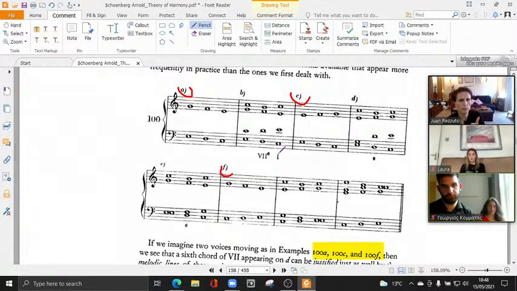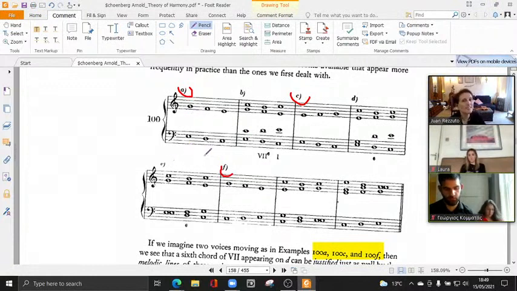In the first you have two voices in similar motion, but sorry, in parallel motion. E and G, D and F, these parallel thirds. Example C, what do you have? Contrary motion, outward. Example F, what do you have? Contrary motion as well, inward. Now, why is this important with the 7th?